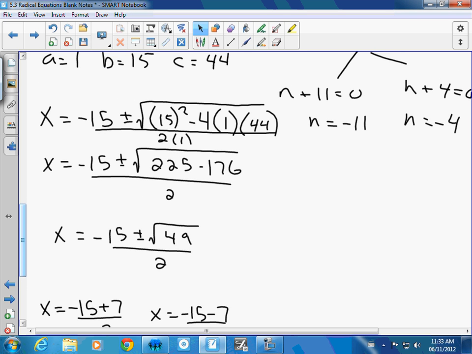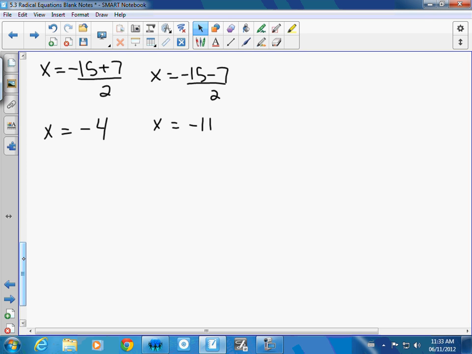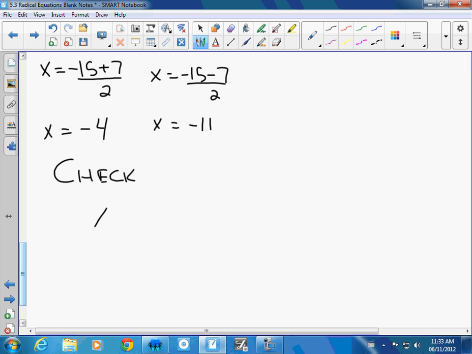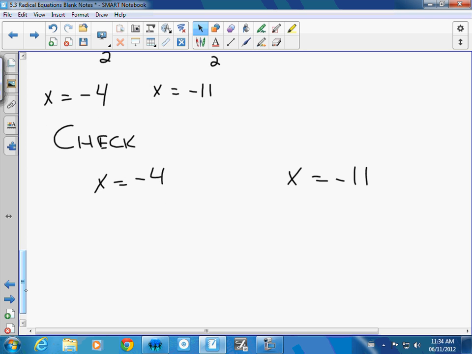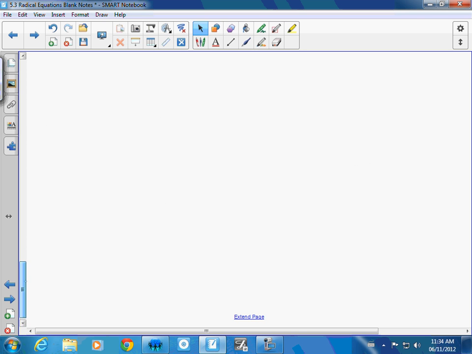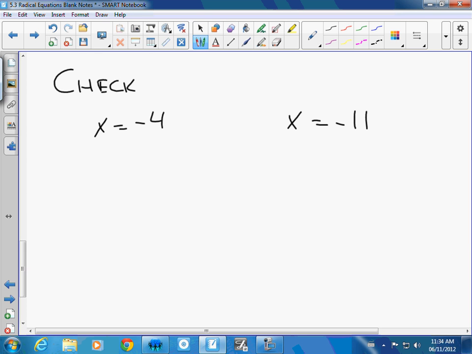Are you sure? No. You got to check both of them. So now we need to check: x equals negative 4 and x equals negative 11. You got to take them and plug them back into which formula? The original, right? Sorry, not formula, the original equation. What is it? N minus... If I could write down the right equation, that would help.